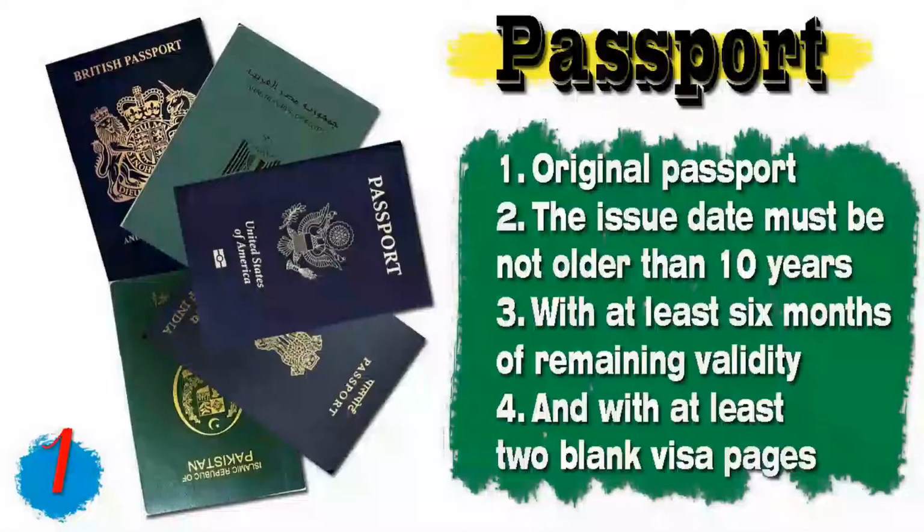Speaking about the documents you will need to apply for the visa, the first document is your passport. Speaking about the passport, it must be original. The issue date must be not older than 10 years, with at least 6 months of remaining validity, and with at least 2 blank visa pages for the stamps.